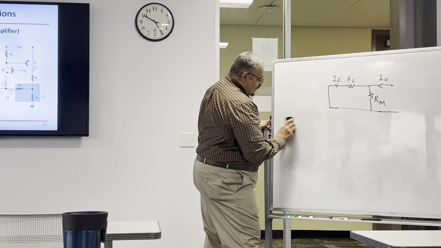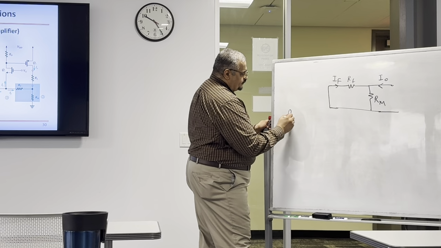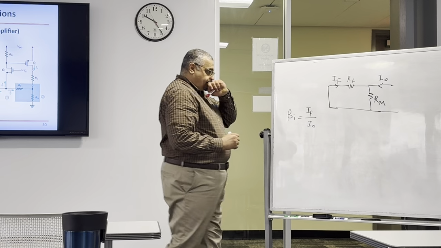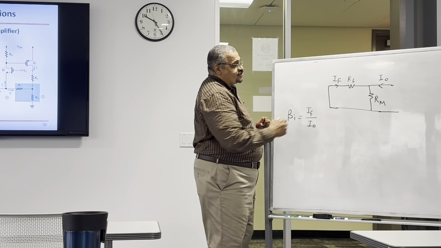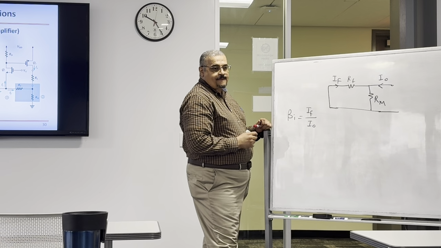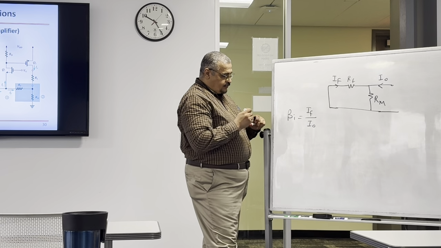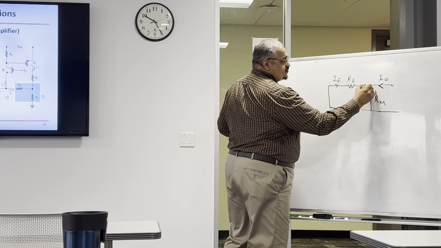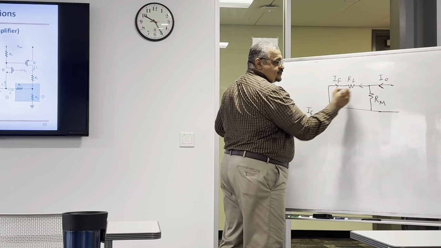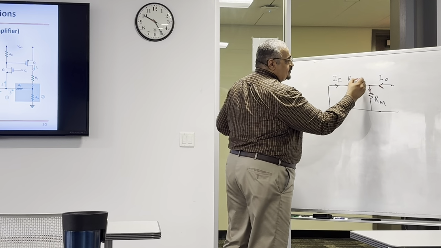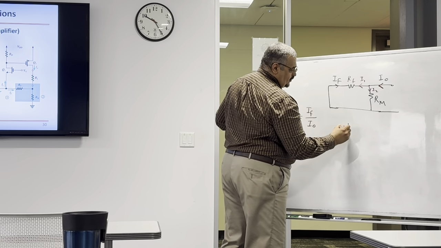Why is that? Because we know that beta is IF divided by IO, okay? So what's the relationship between this current and this current? Let's think of it this way. If you have a current entering this node, this current is going to split, part of it here and part of it here, right? Let's call this I1 and this I2. What's the value of I1?